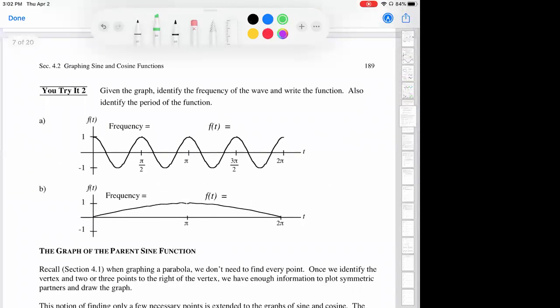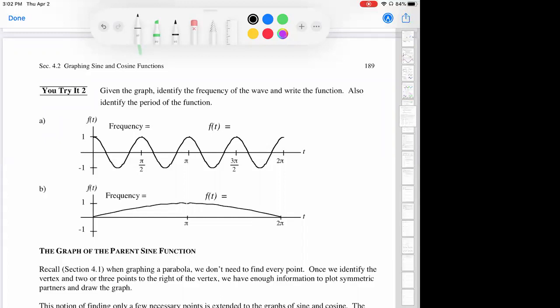Let's do this. You try it too. Given the graph, identify the frequency of the wave and write the function. Also, identify the period of the function. Okay, so we need to determine if it's a sine or a cosine function. So where does the sine function start? Sine starts at 1, right? Take a look at your first page.